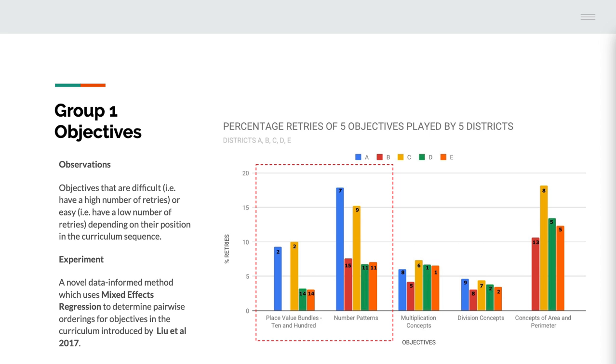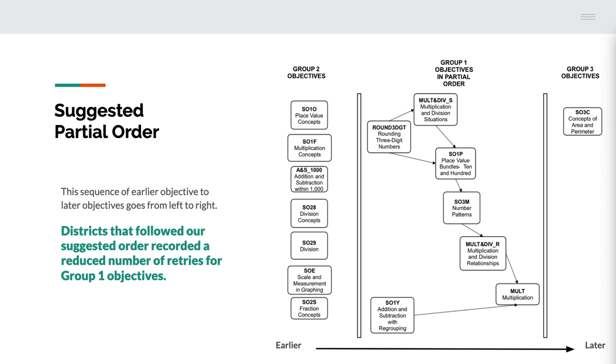We replicated the 2017 study by Liu et al., which introduced the novel method for determining pairwise orderings for objectives in the curriculum using mixed effect regression. We used the inference from our replication study to suggest a partial order for objectives in Group 1 based on the predictive abilities of objectives. The sequence of earlier objective to later objectives goes from left to right. Districts that already followed our suggested order recorded a reduced number of retries for Group 1 objectives.